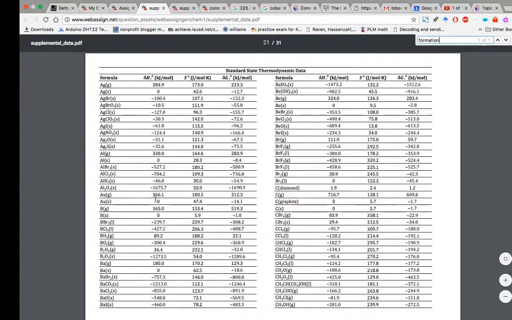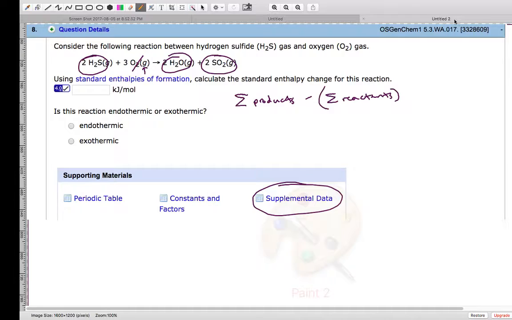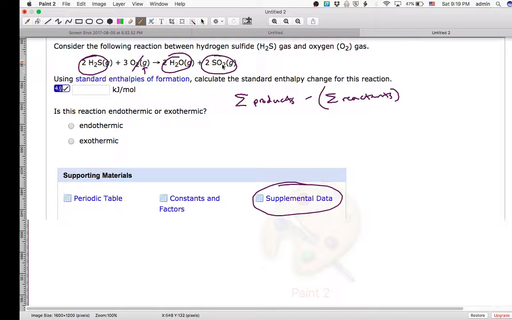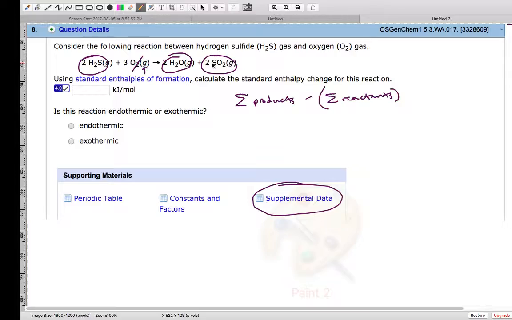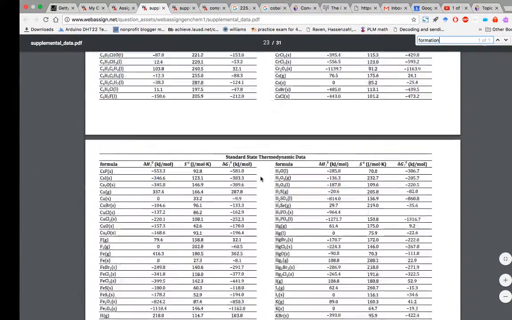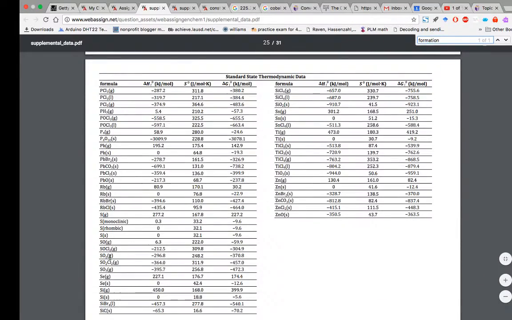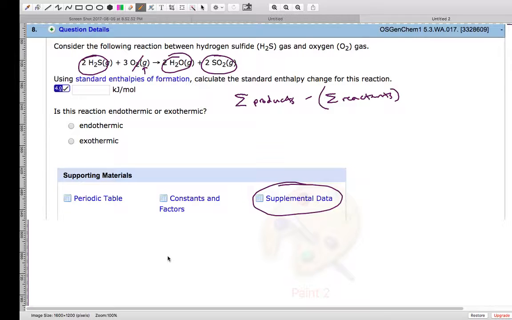Okay? So let's go have a look at what we were doing. Yes, we want the formation of sulfur dioxide gas, and there are 2 of them. All right, that's important. So we'll get sulfur dioxide gas, and there are two of them, so the enthalpy of formation for sulfur dioxide gas is negative 296.8. So I'm going to put negative 296.8.